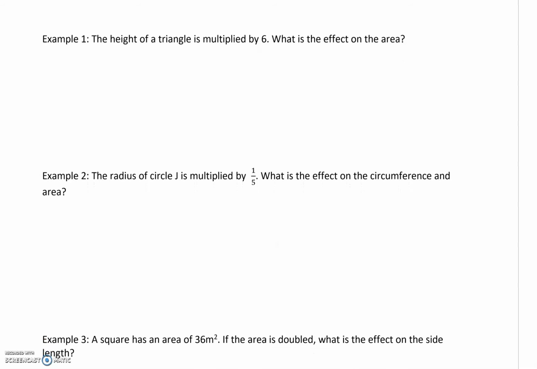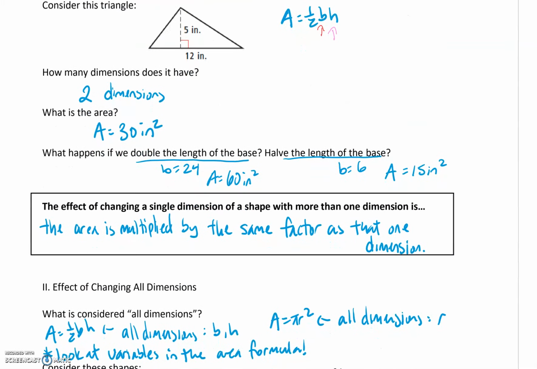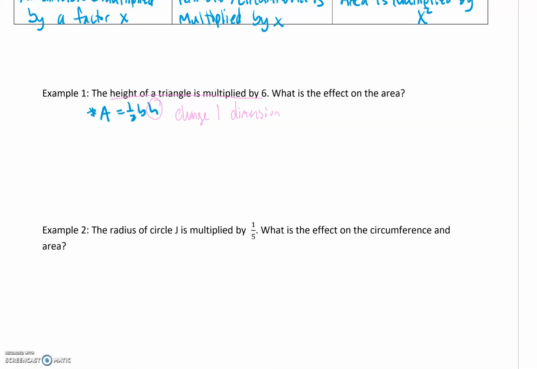So example 1, the height of a triangle is multiplied by 6. What is the effect on the area? So the first thing I do is I determine how many dimensions were changed. So I like to look at my area formula. So I'll star that just to remind you. Area is 1/2 base times height. If I'm looking at, okay, the height is multiplied by 6, so only height got changed. So there are 2 dimensions, but there's only a change in 1 dimension. So then I can think, okay, well, what's that effect on area? If I scroll all the way back up on my notes, 1 dimension was changed, area is multiplied by the same factor as that dimension. So area is multiplied by 6.